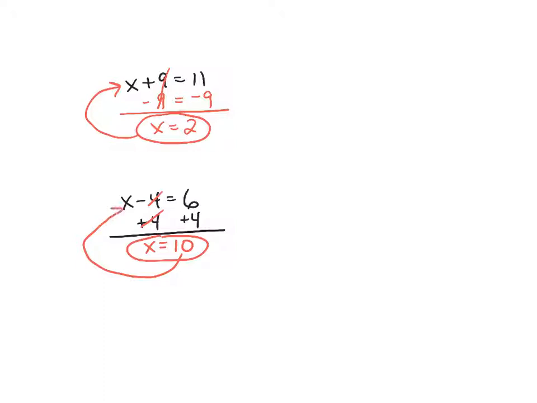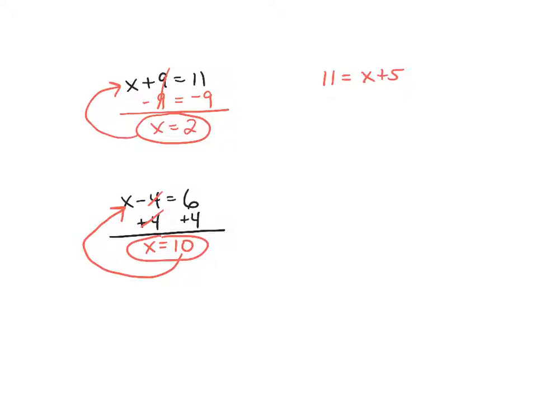Once again, I can put it back into the original equation and see if it works. In the first two problems I gave you, I had the x on the left-hand side, but it doesn't have to be on the left-hand side. 11 is equal to x plus 5. Once again, I'm going to do exactly the same thing.